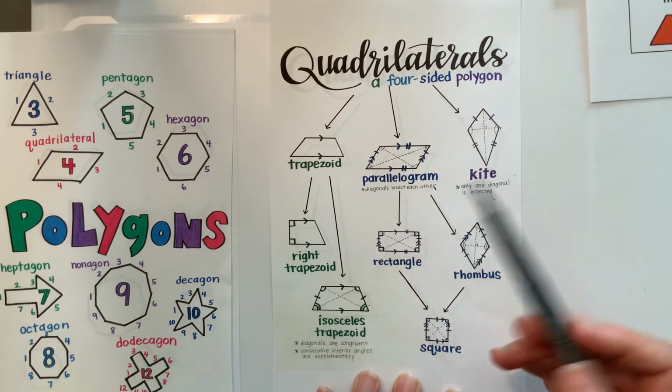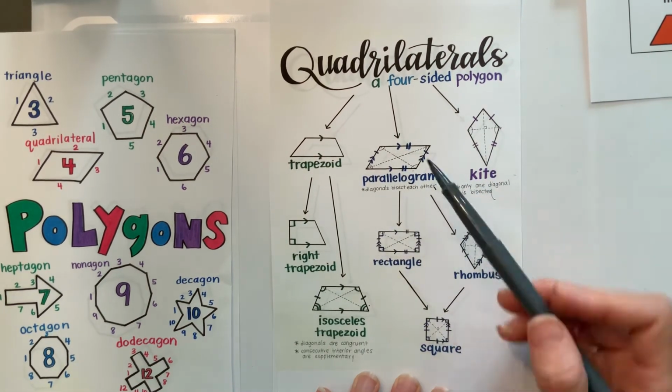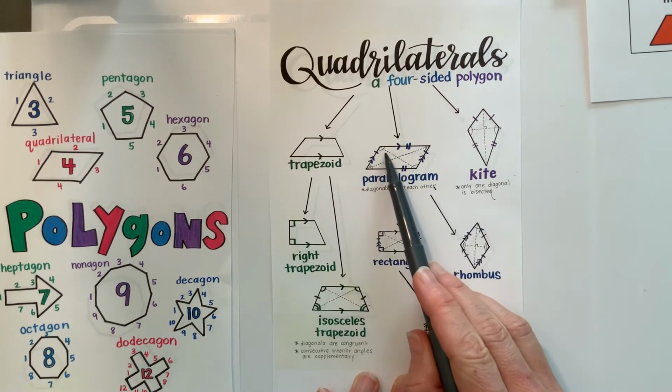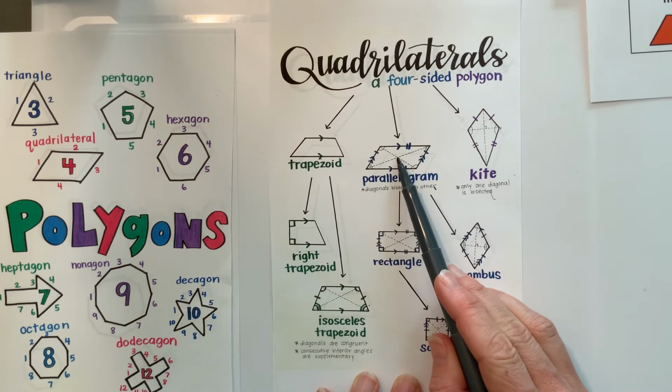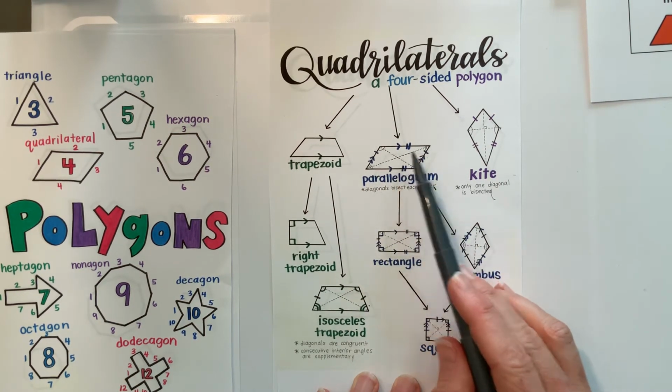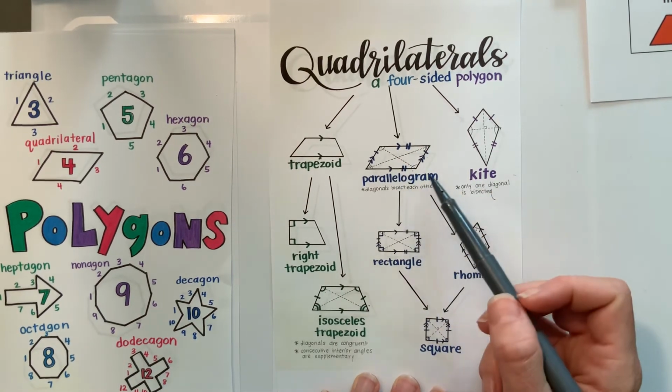And then a little side note, diagonals bisect each other. So that means that where this diagonal crosses that one, it bisects it. So that means that it is completely in half. Okay, so that's the definition of a parallelogram.